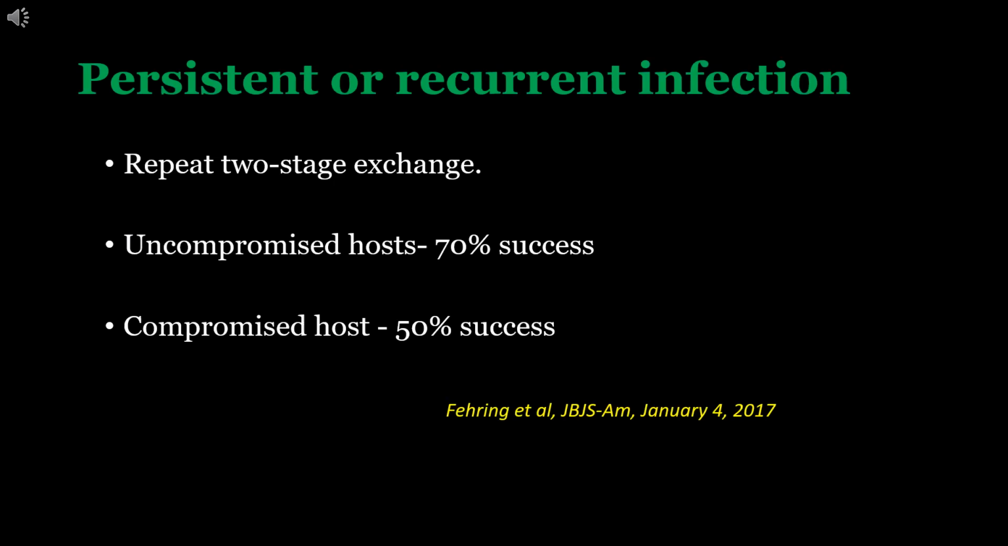Persistent or recurrent infection. Unfortunately, persistent or recurrent infection may occur following a two-stage arthroplasty, and in such cases, patients are considered for a repeat two-stage exchange. A study of repeat two-stage procedures found a 70% success rate after repeat exchange in uncompromised hosts, whereas type B hosts had a 50% success rate and the repeat exchange failed in type C, extremely compromised patients.